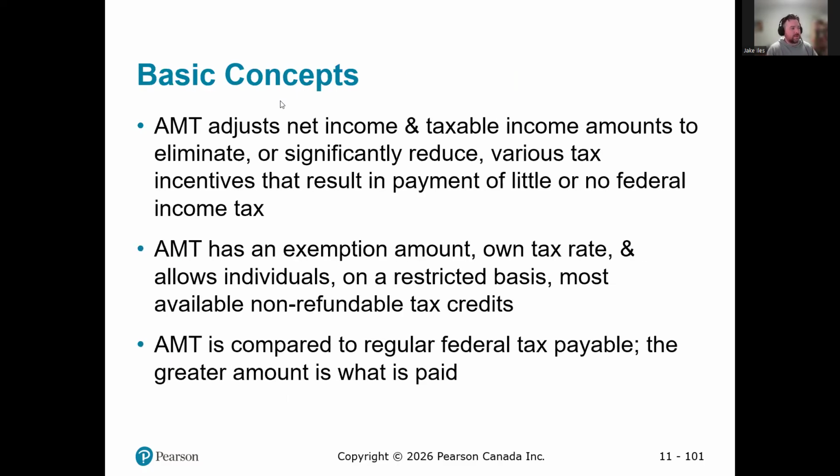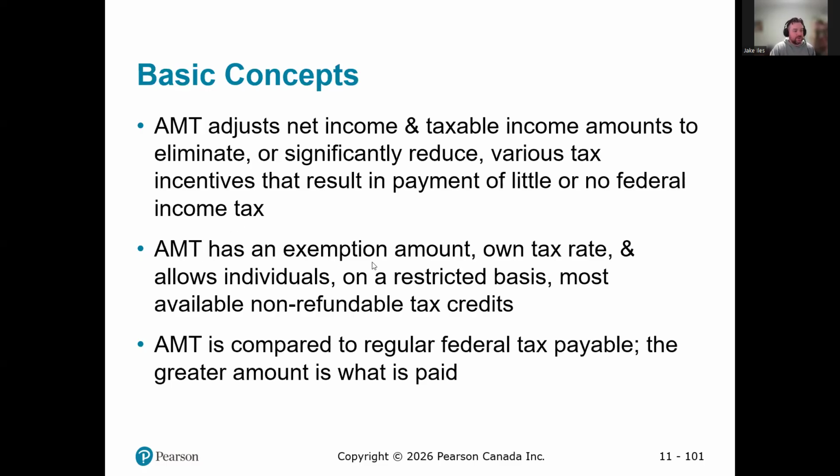The basic concept of the AMT is that it adjusts net income and taxable income to eliminate or reduce various tax incentives. Now, it is legal to use the tax incentives. That's why these tax returns were not offensive to the law. They're not offensive to the government, but taking advantage of a significant number of these tax incentives can result in a very low tax payable, even for someone with very high income. So it results in a payment of little or no federal tax.